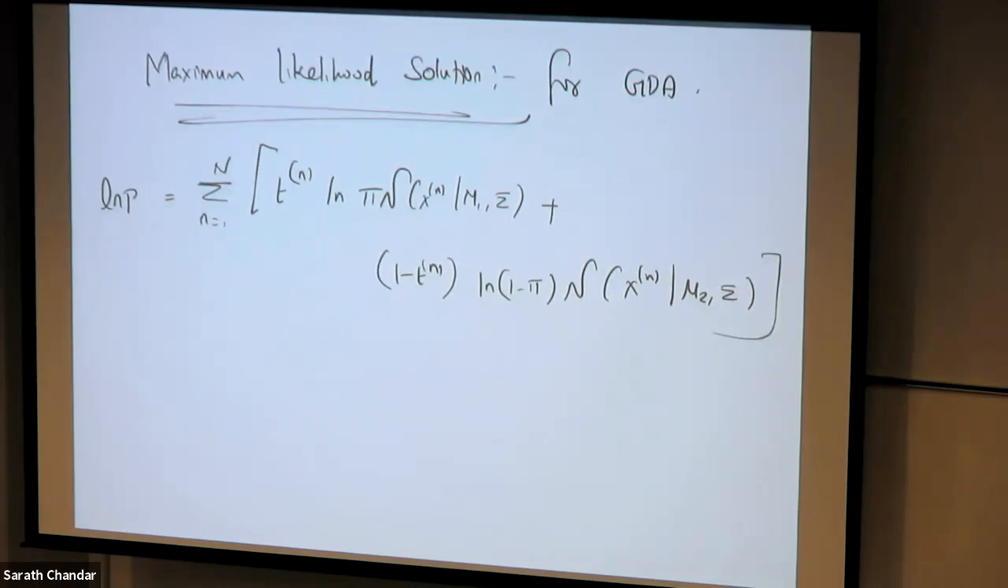Now we need to compute pi, we need to compute mu1, we need to compute mu2, and we need to compute sigma, right? So we're going to do all those things manually. First we are going to maximize with respect to pi. Or in other words, dou ln p by dou pi, you set it to 0, and then you find the optimal pi. So how do we do that?